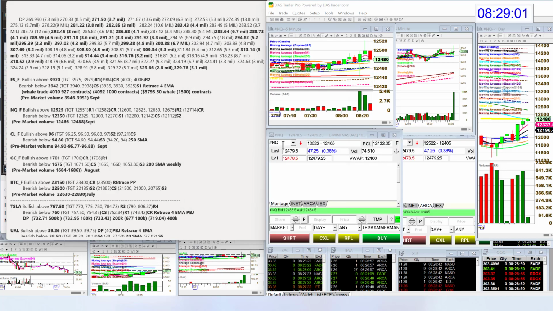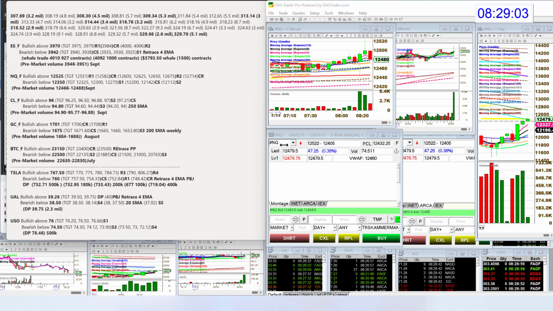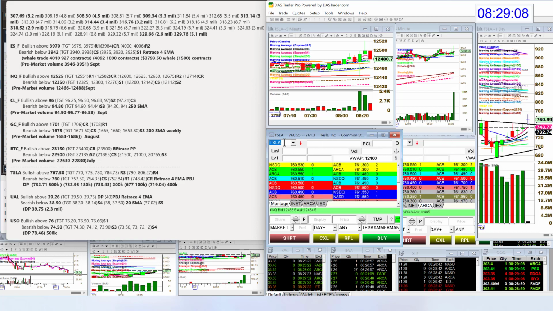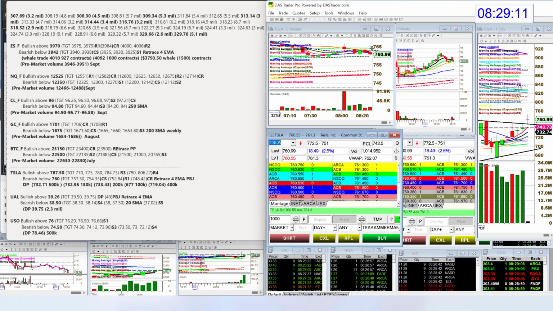All right, let's go to earnings and Tesla leading the charge. Let's check this out. Yep. Moving on up. Breaking out of the wedge. We'll see. Bullish above 767.50.